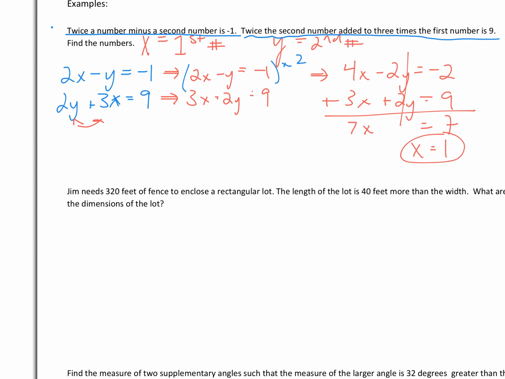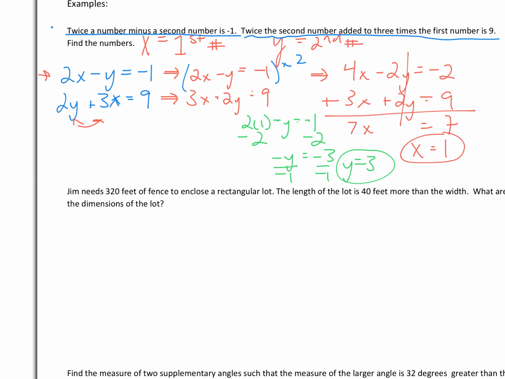Now we need to find the second number. Let's plug it back into one of the original equations we came up with. I'll probably use the first one here. There's less coefficients. So let me plug 1 into that equation, and then solve for y. So 2 times 1 is 2. I'll subtract 2 from both sides. Divide by -1 to get +y is 3.